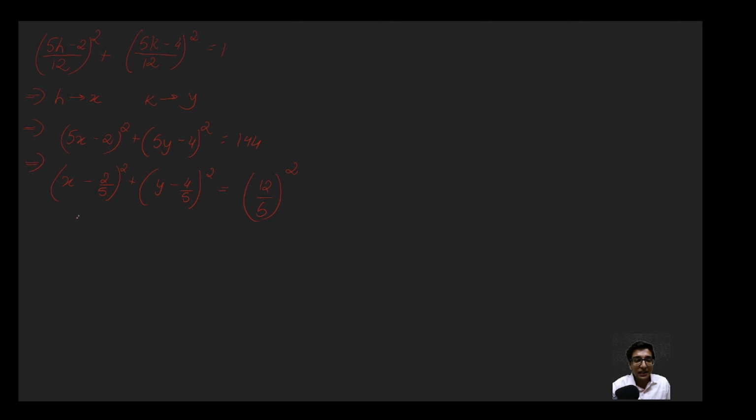So we've gotten this in our standard form, which was (x minus h) whole square plus (y minus k) whole square is equal to r square, where h and k are the center, (h, k). So what do we get from this equation? We get our center to be (2 by 5, 4 by 5). So we've gotten our center.